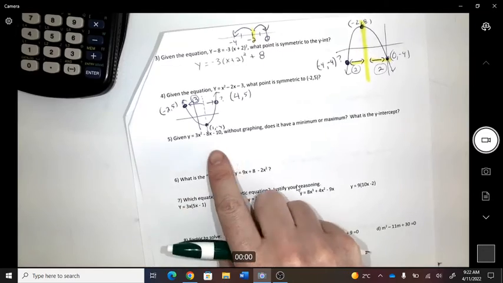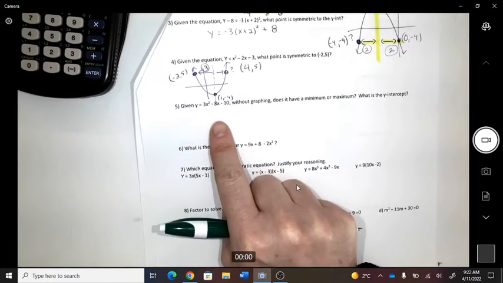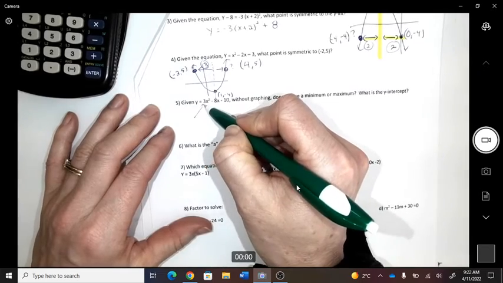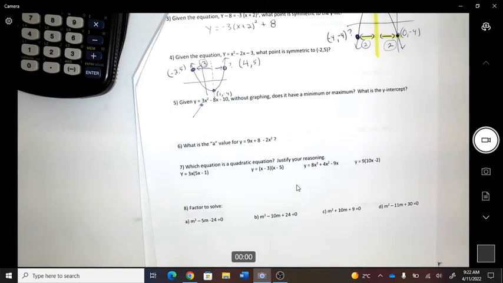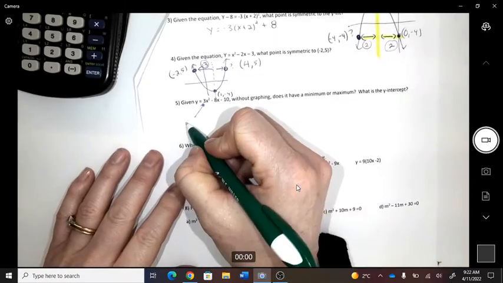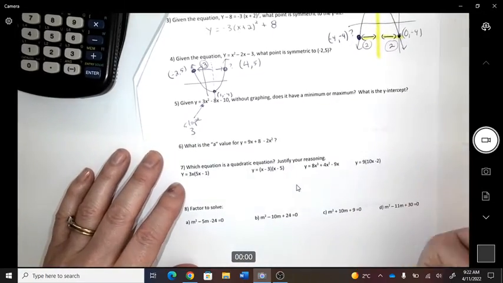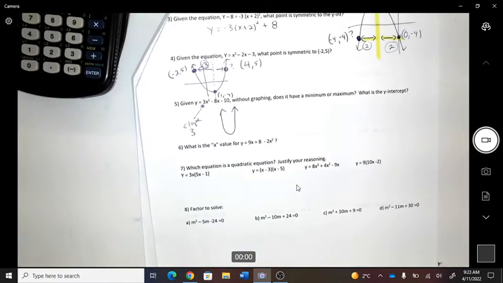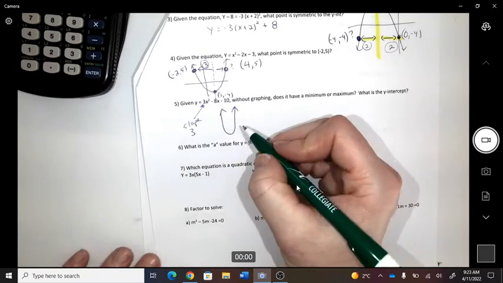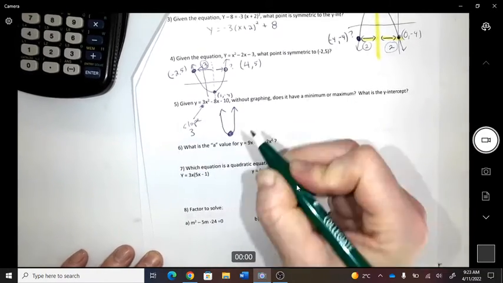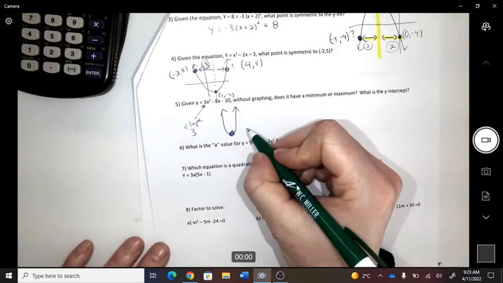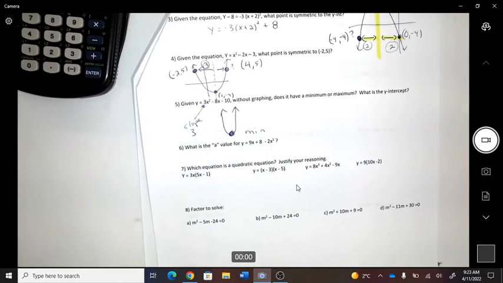Okay, without graphing this, does it have a min or a max? So basically, does it open up or down? And what are we looking at? How many x squareds do we have? We have a 3. So if our slope is 3, we are going to open up, which means our vertex is a, which one will we pick? We'll pick a minimum, right?